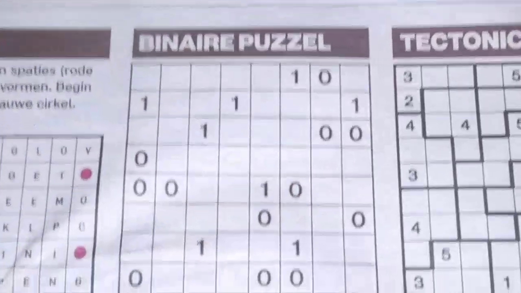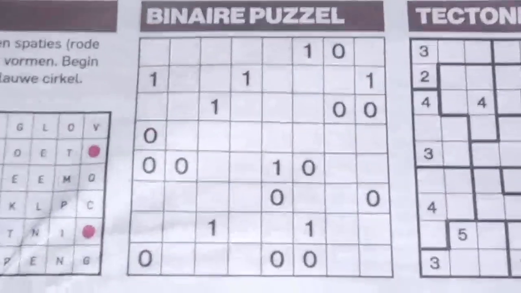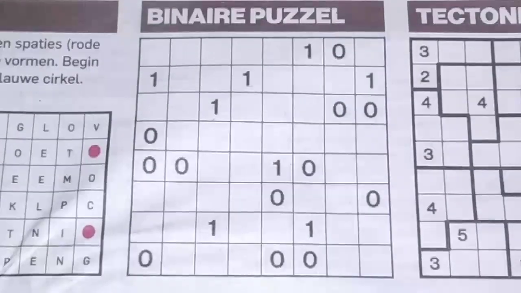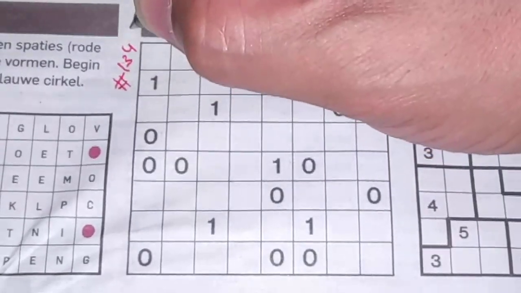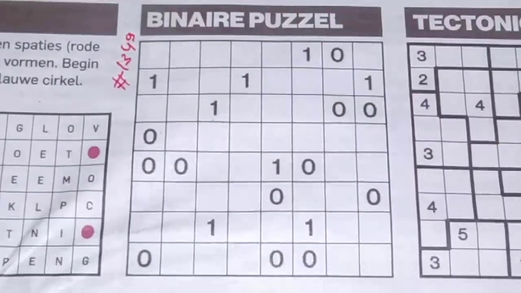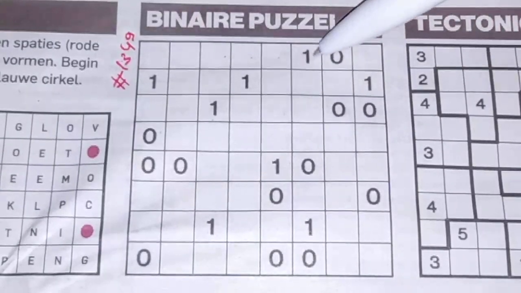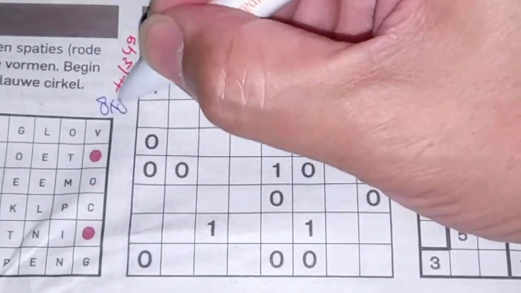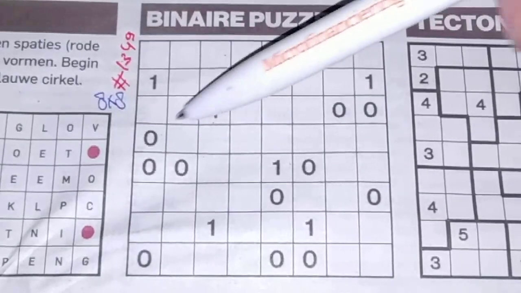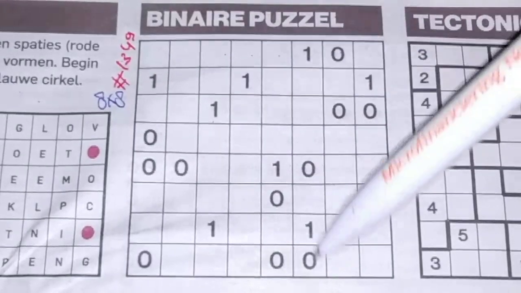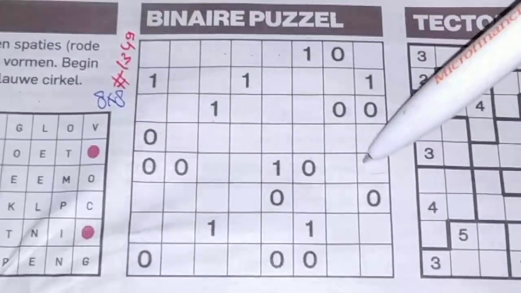The fifth puzzle in this Sudoku. Let me position the camera. Yes, and this one will be number 1349. And what kind of binary puzzle is this? It's an 8 by 8 binary puzzle. That means in a row or in a column there are always 4 O's and 4 ones.